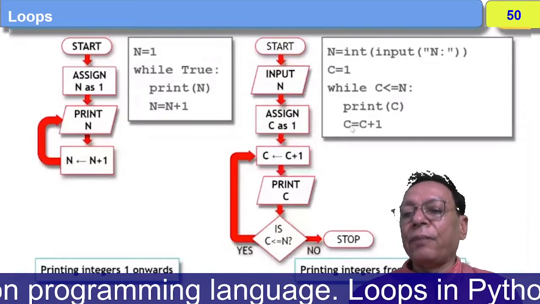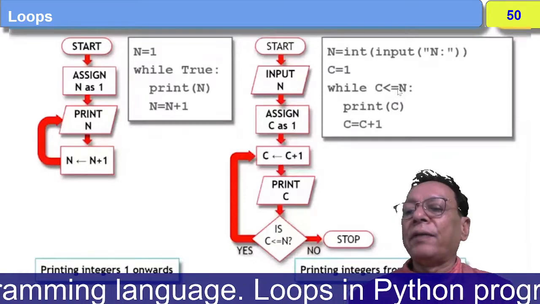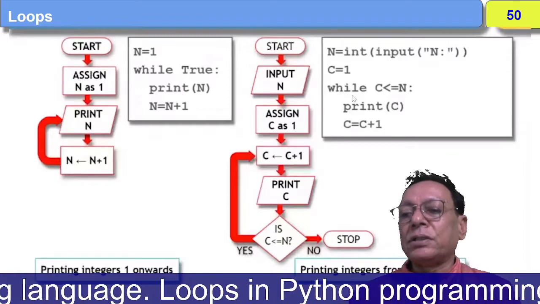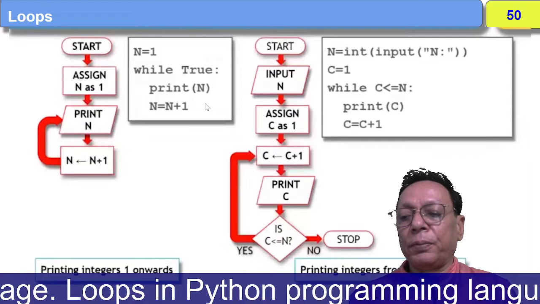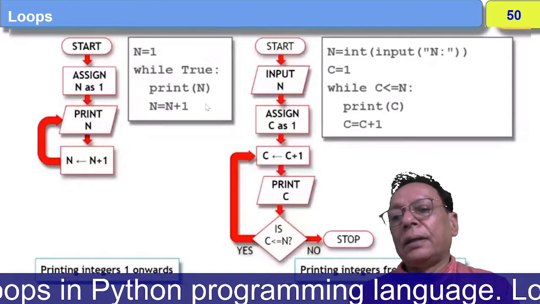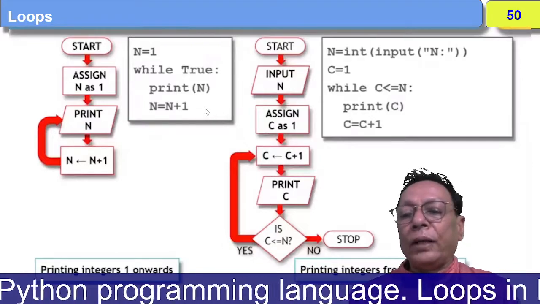And next time when c becomes 6, 6 is not less than or equal to 5, and that is why this loop is terminated. So this is your finite loop, whereas this was the infinite loop. So this is the way loops work, and I have demonstrated the while loop here.